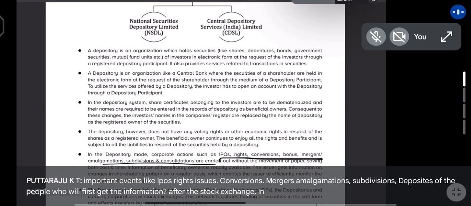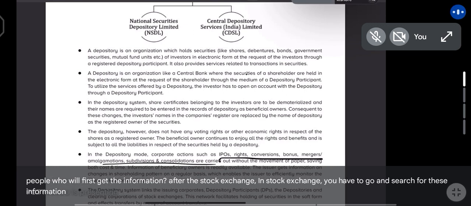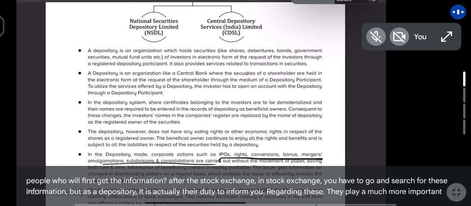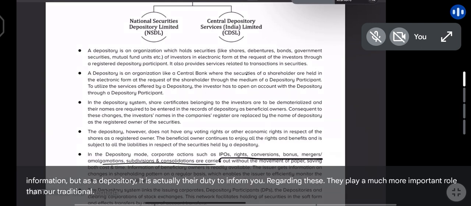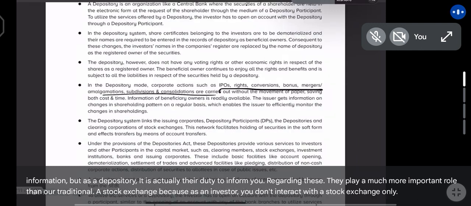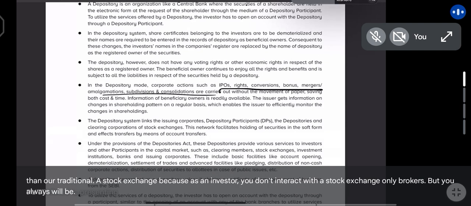In a stock exchange, you have to go and search for this information, but as a depository, it is actually their duty to inform you regarding this. Hence, they play a much more important role than a traditional stock exchange, because as an investor, you don't interact with a stock exchange, only brokers do. But you will always be interacting with the depository participants and depositories.